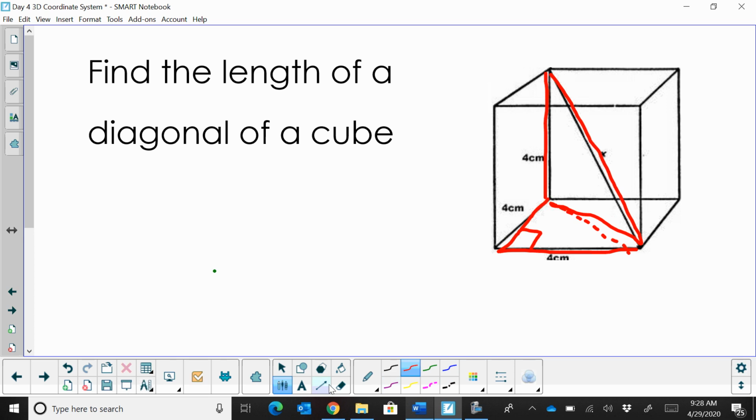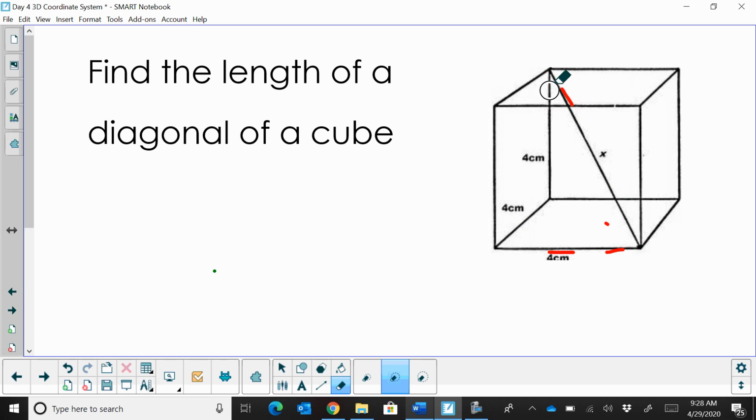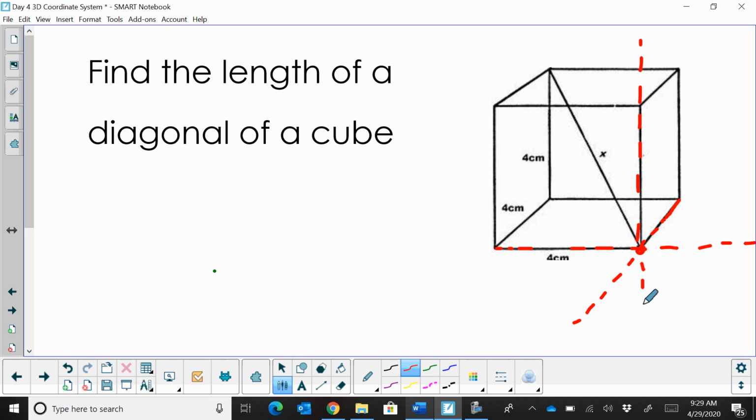Well, you no longer have to do that. You now can find this distance using a 3D system. So for example, if we think of this as being the origin of a 3-dimensional system, where this is your x-axis, this is your y-axis, and this is your z-axis. You can now find the length to this point.